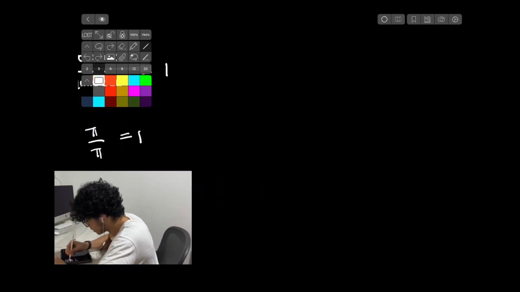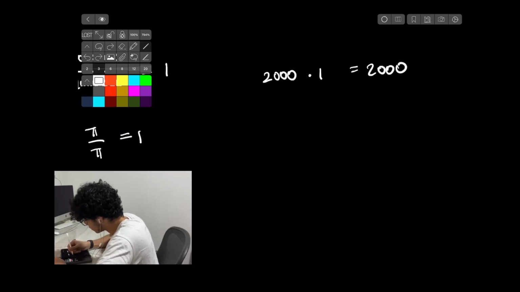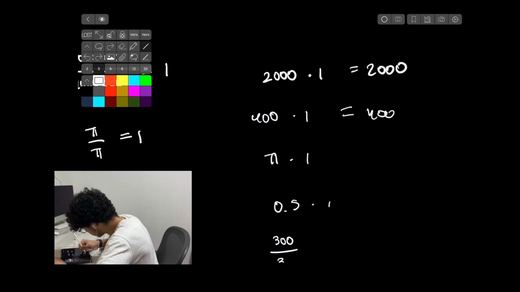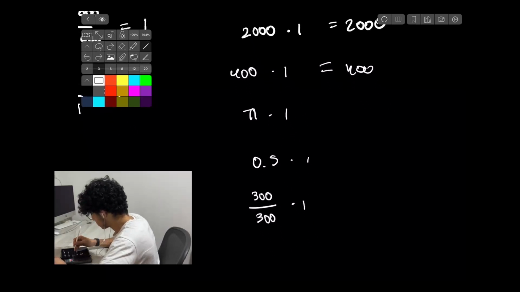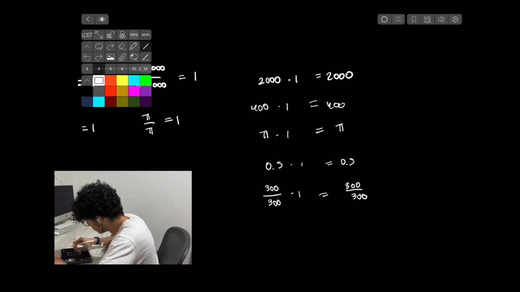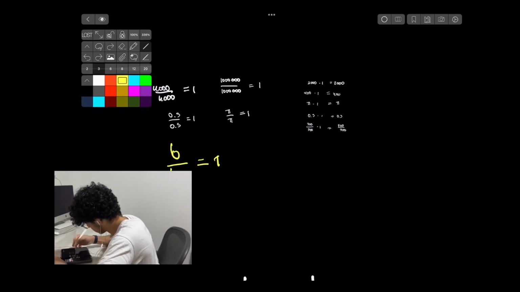Well, how about this other fact? Let's say that we have 2,000 times 1. What's that? Well, that's just 2,000, right? How about 400 times 1? That's just 400. Well, how about pi times 1? How about 0.5 times 1? How about 300 over 300 times 1? Well, all of these will give you back that same number. In fact, anything times 1 gives you that same anything.